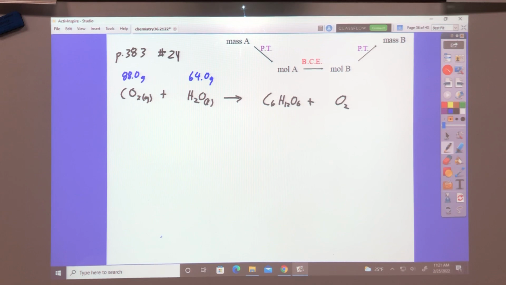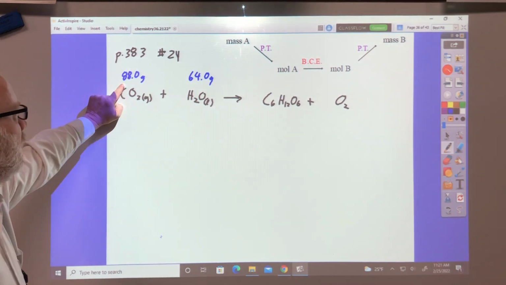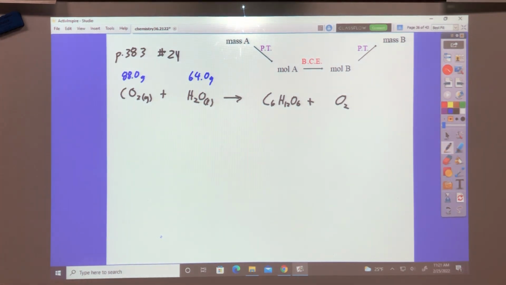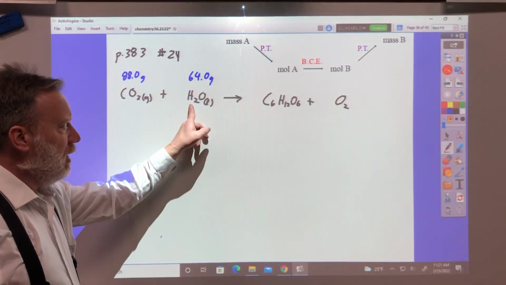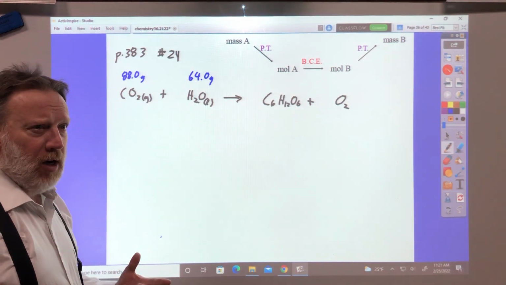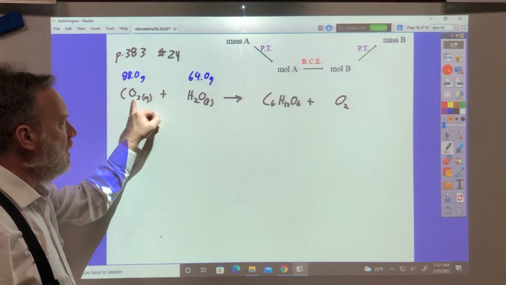Continuing here on Friday the 25th, ice day, with number 24. Photosynthesis reactions in green plants use carbon dioxide and water to produce glucose and oxygen. A plant has 88 grams of carbon dioxide and 64 grams of water. You'd have to know, to get this started, that water is H2O, and that carbon dioxide, in words, is CO2.